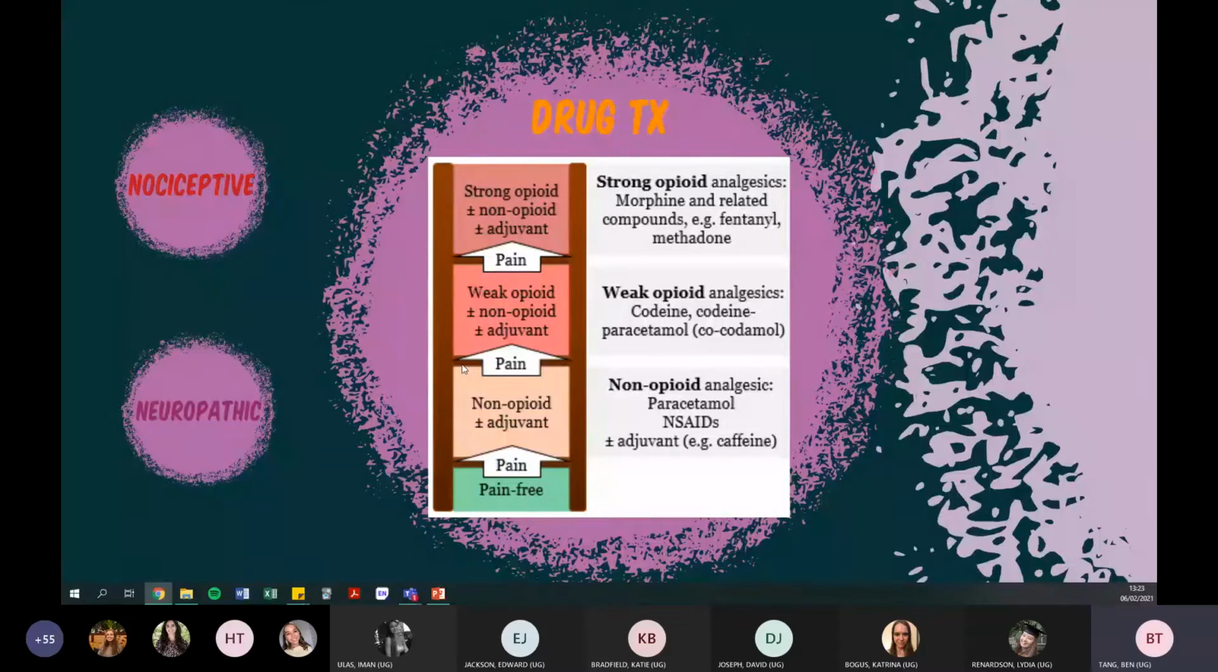And this whole stepwise guidance is basically to minimize the use of opioids for pain, because patients can become very reliant, and to kind of reduce the effect of the whole opioid crisis.